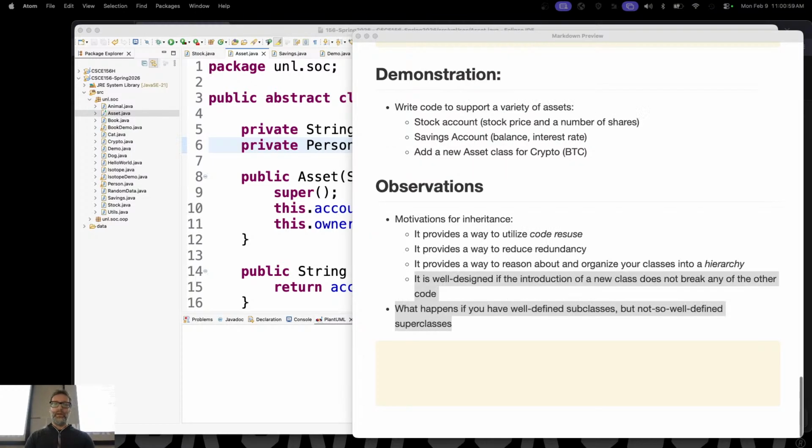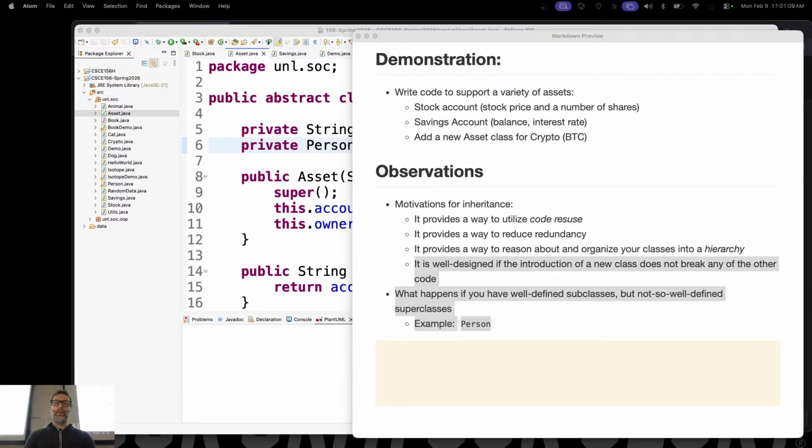What happens if you have well-defined subclasses but not so well-defined superclasses? For example, what if we were to do person, and then we want to do some media organization of some sort, and so they're a director and they're an actor, or a writer or something like that? What if I wanted to create these three things all together here? Well, my first idea is that a director is a person, an actor is a person, so maybe I should just put these into an inheritance hierarchy.